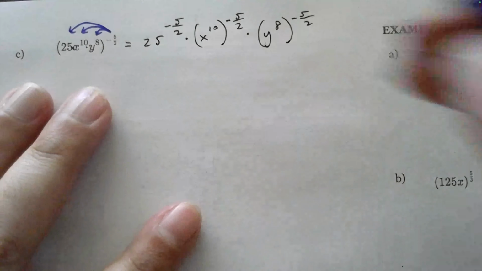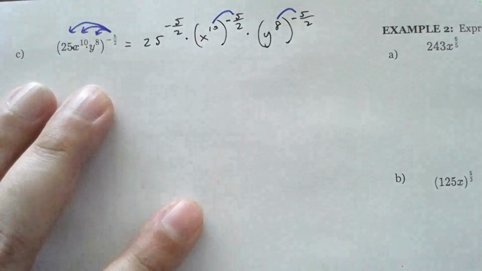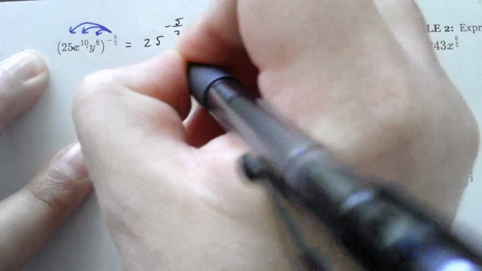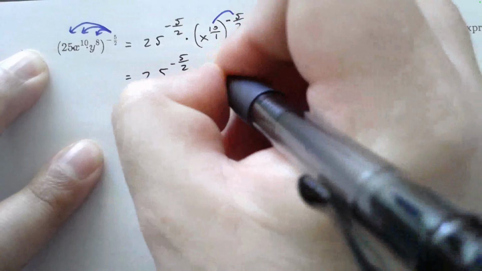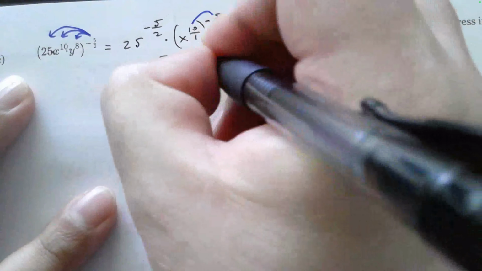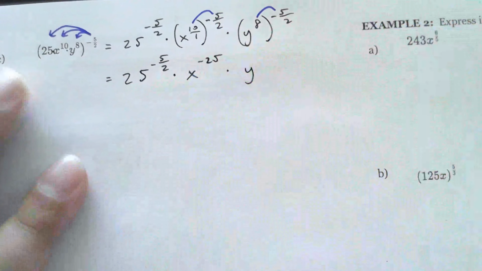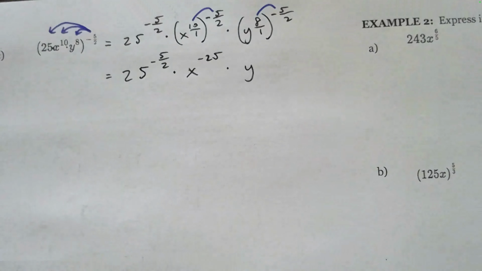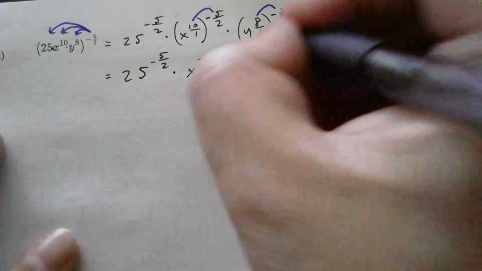Distribute powers again to get rid of the parentheses. So you're going to get 25 to the negative 5 over 2. X, let's see if we can do this in one step. If I multiply the tops, I get negative 50. If I multiply the bottoms, I get 2. Negative 50 divided by 2 is negative 25. And then 8 is 8 over 1. 8 times negative 5 is negative 40. Divided by 2 is negative 20.